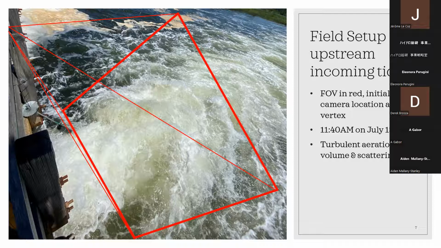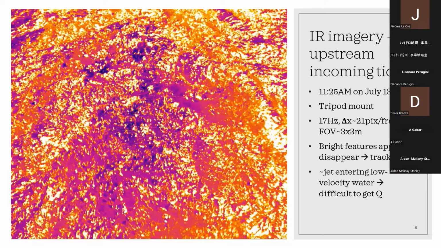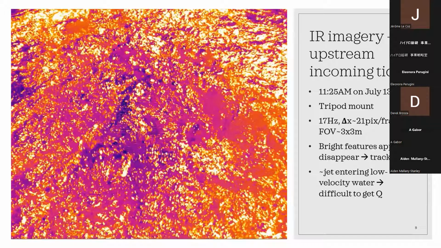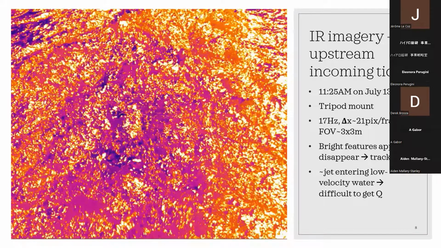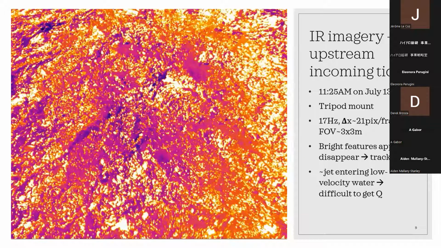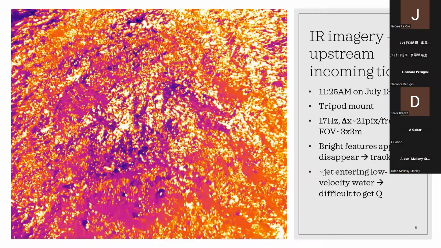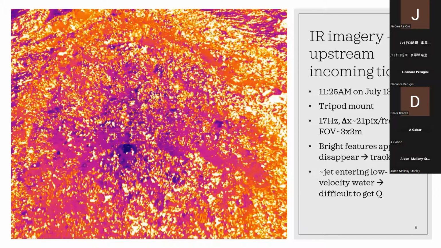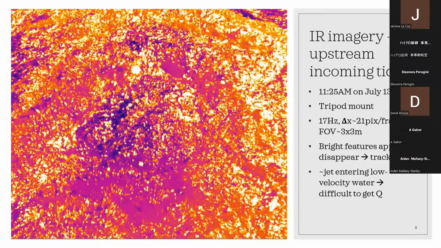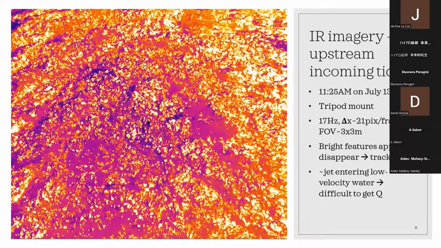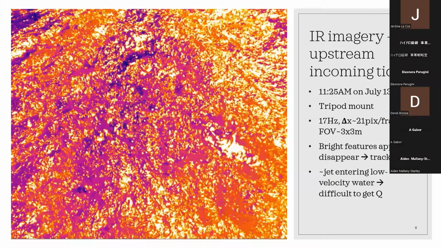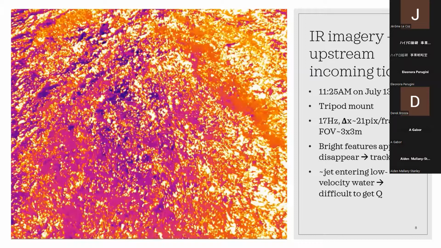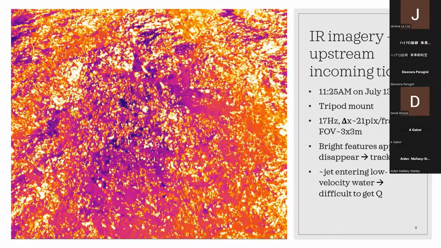If we look at what the image from the infrared looks like, you can see these really bright features that appear and disappear. Some of this could be due to reflection. Some of it could be due to bubbles bursting, or these turbulent features rapidly moving on top of each other. And this is all the flow coming through basically a 2-meter wide gate into a quiescent upstream area that doesn't have a lot of its own velocity.